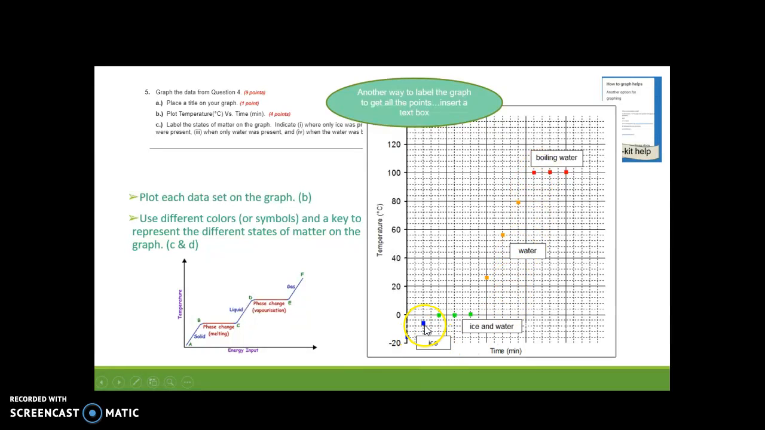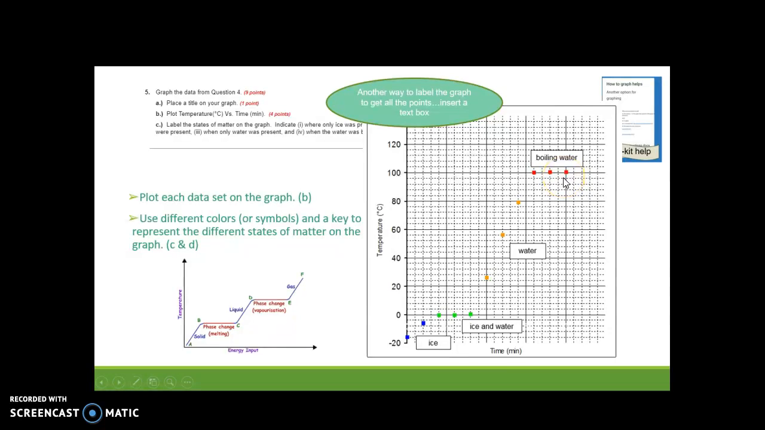We want you to see and know that you know this is ice. You know these points here are ice and water. And then we have this idea where this increasing slope is just liquid water. There's no ice anymore present. And then we have boiling water, which means it's in a liquid and a gas phase. We want you to see this.